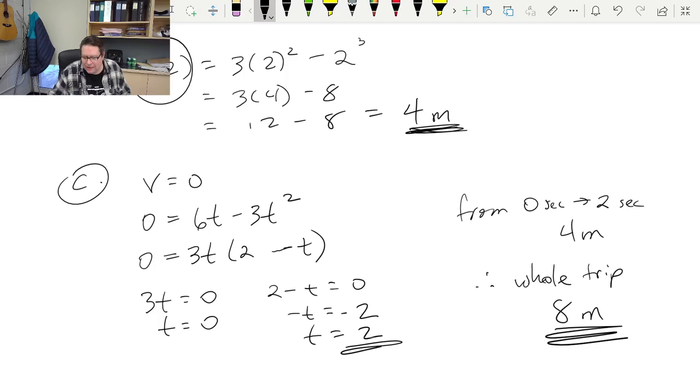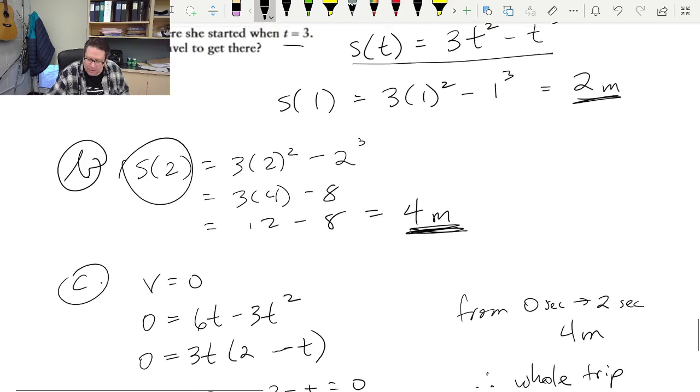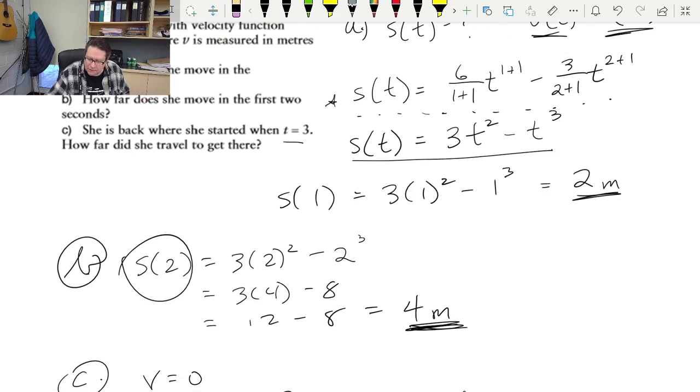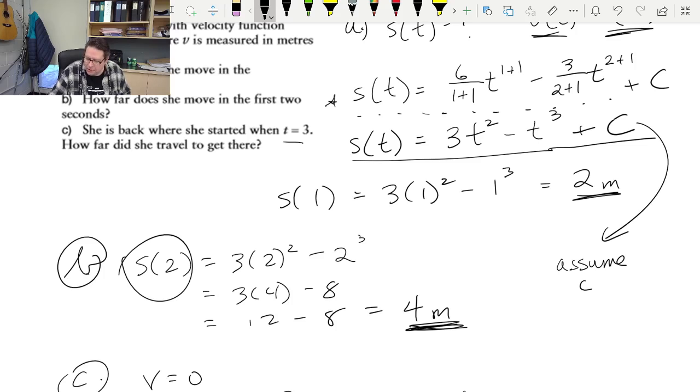Now, there's one thing I kind of skipped over in this question. I didn't forget this time. I just decided to kind of ignore it. But remember that when you do an antiderivative, there could be a constant. But in this case, what do I have to assume about that constant? I have to assume constant 0.